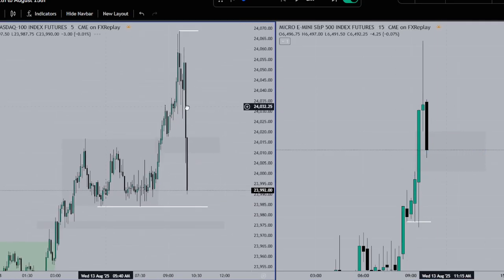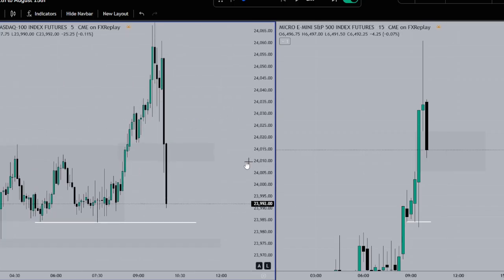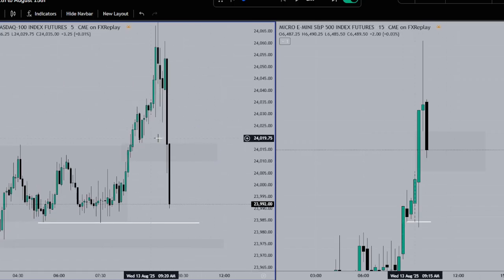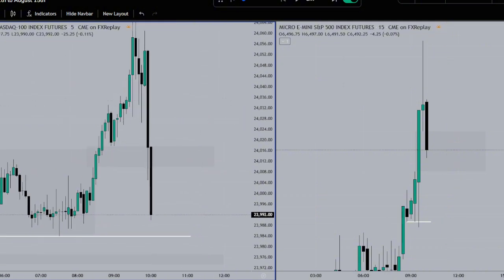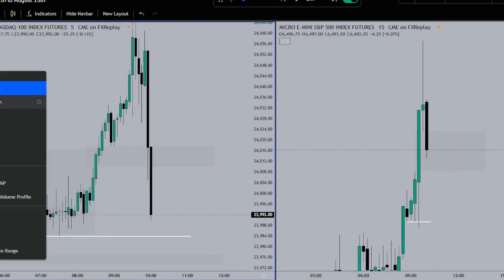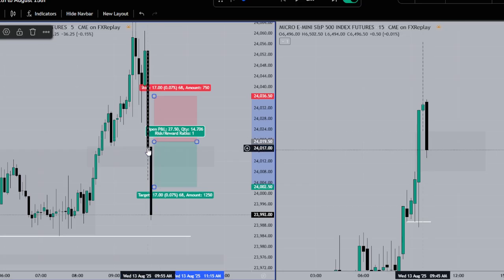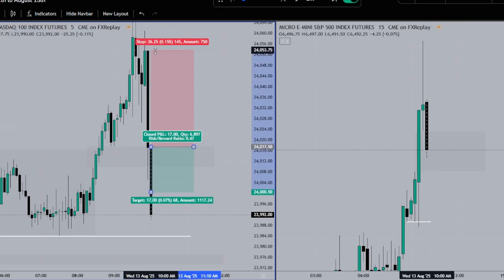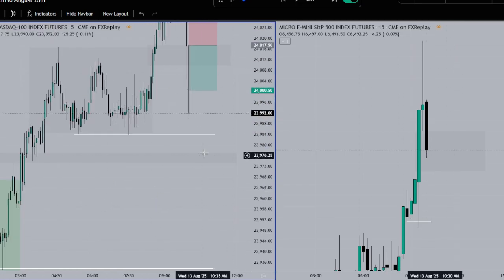Now, to me, this looks like a very clean accumulation, manipulation, distribution. Now it's just looking for entry. Ideally, you would take an entry off of here, right? Just off this candle body closure right here. And you could probably just risk this and then target these lows here.